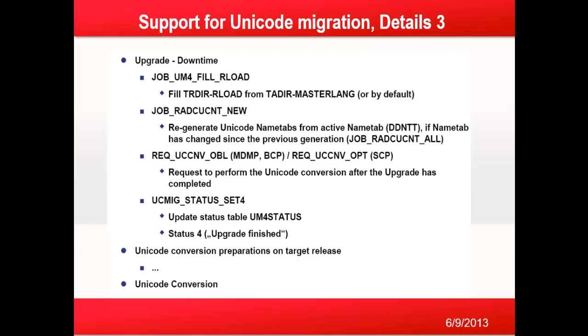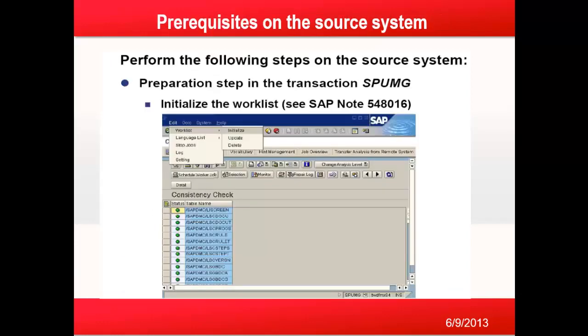Okay, then we need to change the status. Okay, prerequisites. So what should be the prerequisites for running it in the system? So the first thing is the preparation step in the transaction SPUMG. Here you can see the worker list which needs to be initialized. That is the first step.